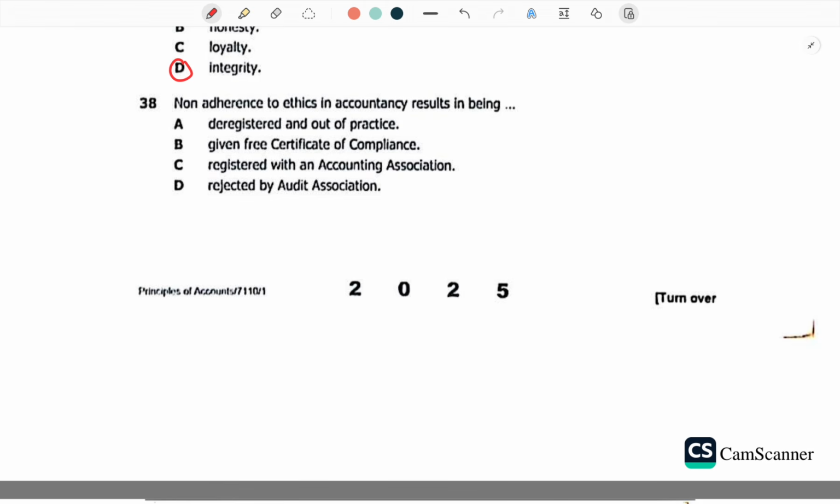Non-adherence to ethics in accountancy results in being: A, deregistered and out of practice, B, given free certificate of compliance, C, registered with an accounting association, D, rejected by audit association. You will be deregistered and you'll be out of practice because they can't trust you anymore. You have no manners, okay, so of course it's A.